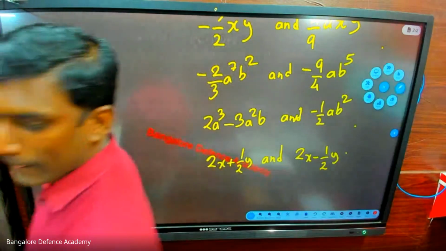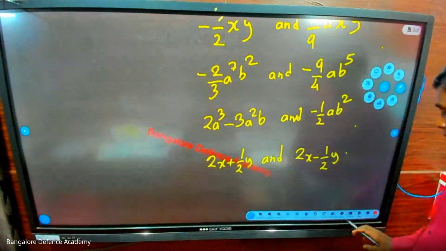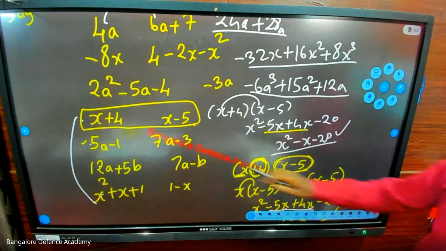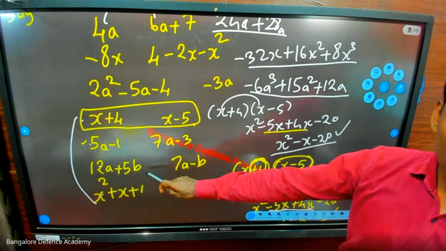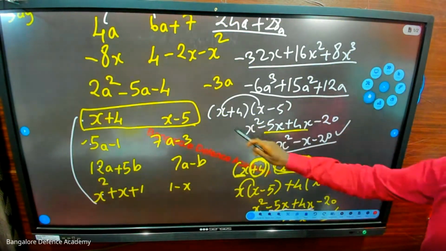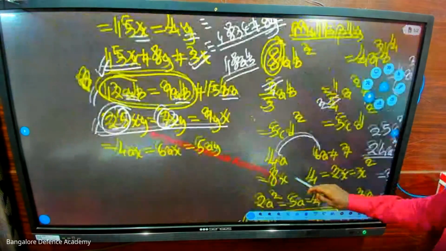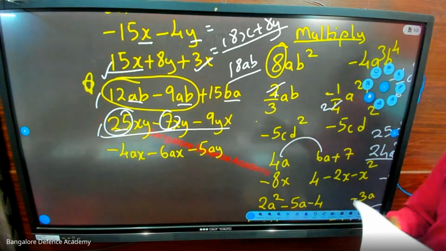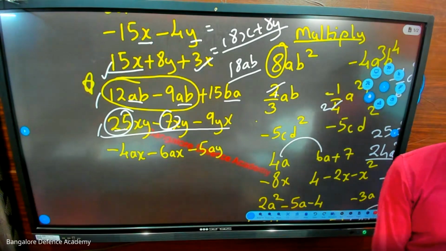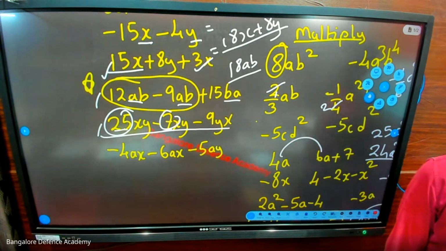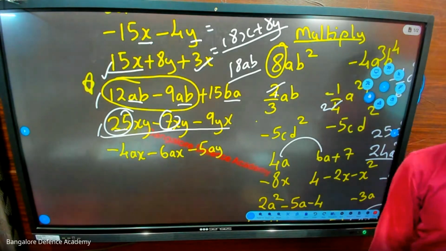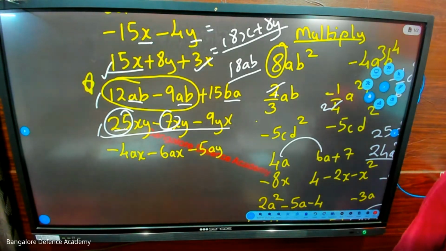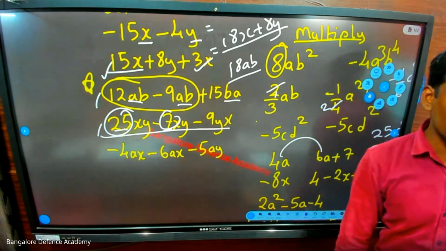I want to see the fifth question. Which one? This one? Yeah, you had a doubt? Freedom of conscience. Consents. Freedom of conscience, yeah. Yes, sir. Consents means your own will, what you feel from within.